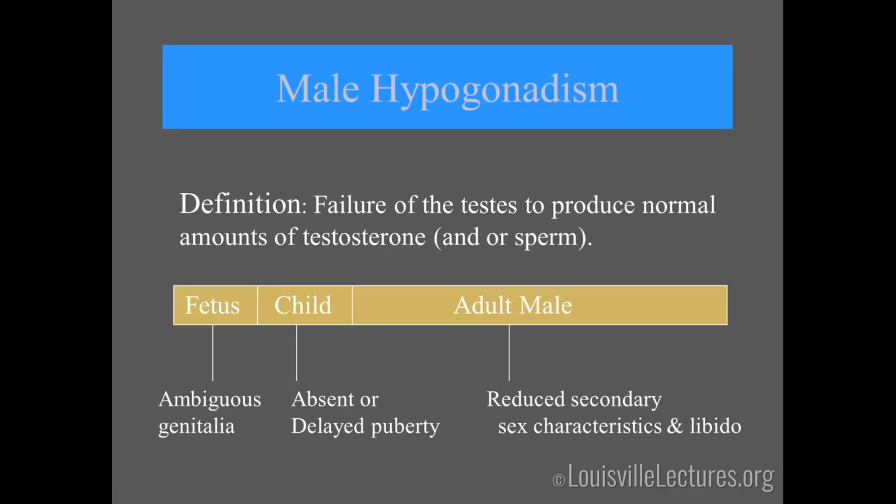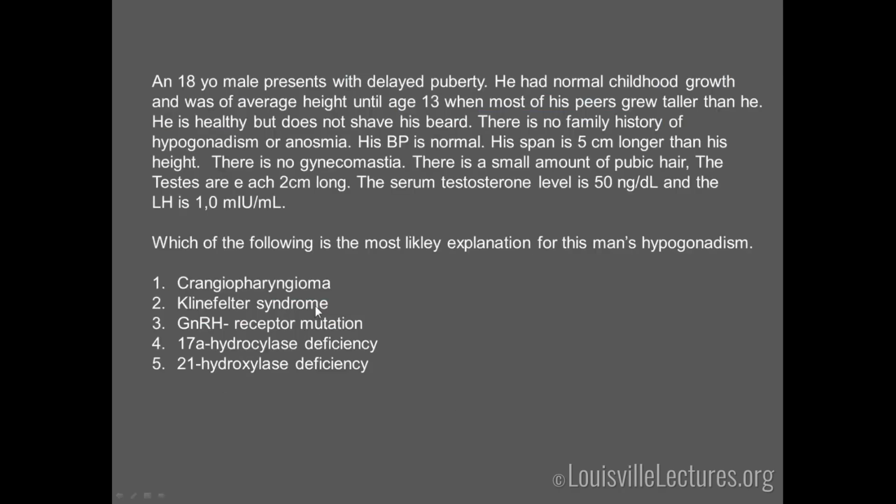Okay, let's switch over to men. In talking about hypogonadism in males, the time of onset of the hypogonadism influences the clinical picture. If you have testosterone deficiency in the fetus, then the male doesn't develop appropriately. You have ambiguous genitalia. If you have it in childhood or early teenage years, you'll have absent or delayed puberty. And the adult male syndrome of hypogonadism is reduced secondary sex characteristics and a decrease in libido.